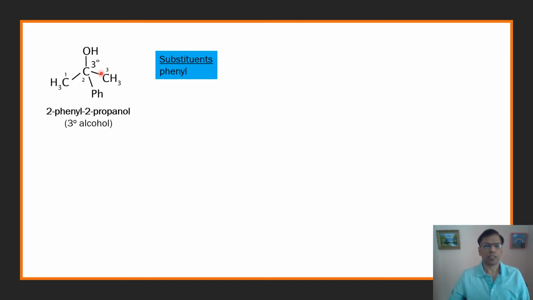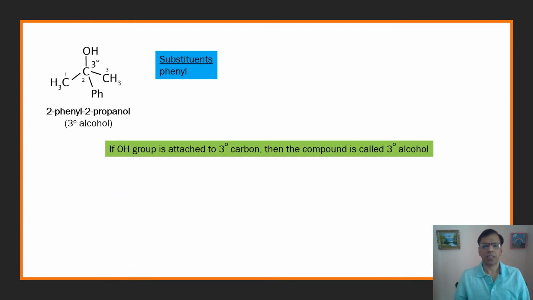Propane, because there are 3 carbons in the chain. From propane you get propanol because of the OH group. So if the OH group is attached to a tertiary carbon, it's called a tertiary alcohol. We covered that. Let's look at another example.